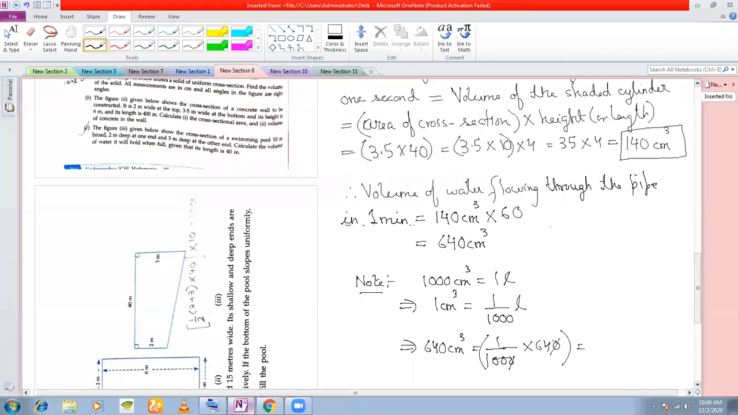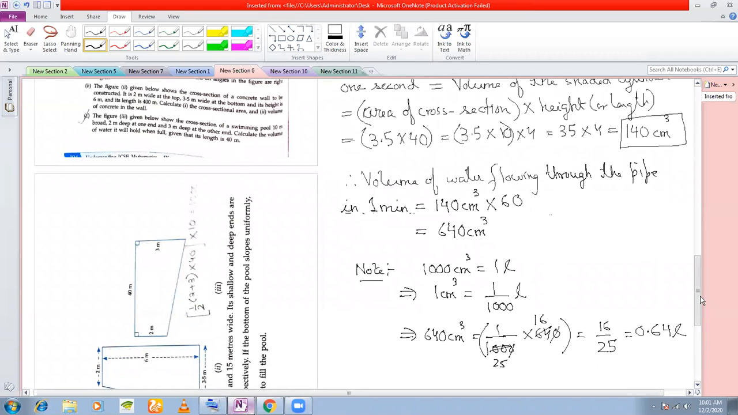You can cancel this and you can cancel this also. So this is 16/25, which is 0.64. Yeah, 0.64 liter. We could have done it from here only, but anyway, this is 0.64 liters.